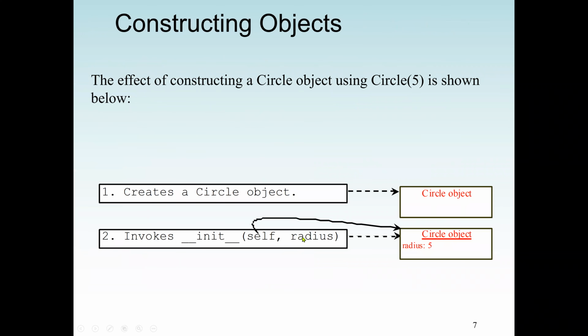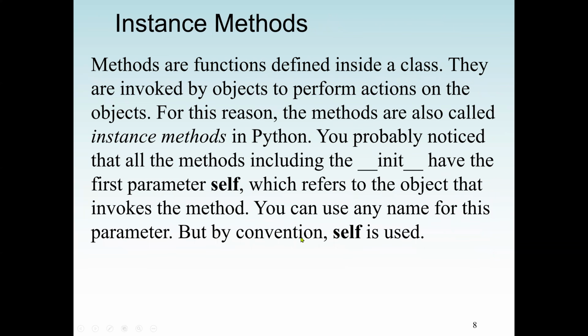The effect of constructing a circle object using Circle(5) is shown below. So if we use 5 as our argument, it means we create an object for the circle and we assign 5 to it as the radius.